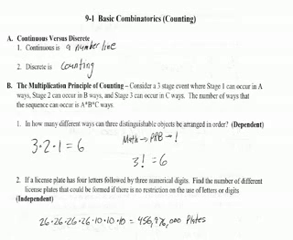So today we are starting Chapter 9, and the title of today's lesson is Basic Combinatorics. That basically just means we are counting. So a quick little review of what we've been talking about so far.